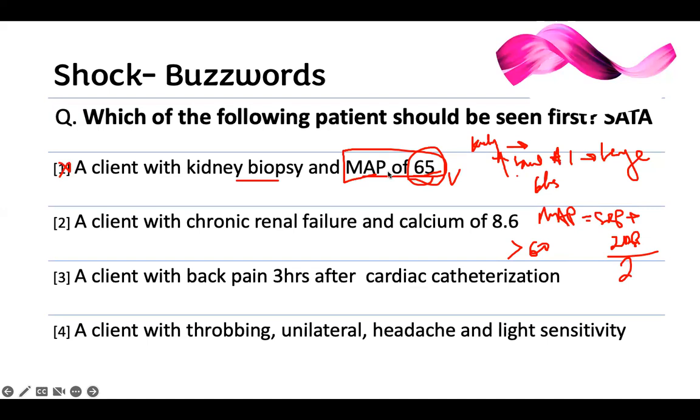They don't want to give you a blood pressure so that you can say, oh, this is normal. They want you to think. So you have to know how to calculate MAP, and you have to know normal. So this patient is not bleeding.